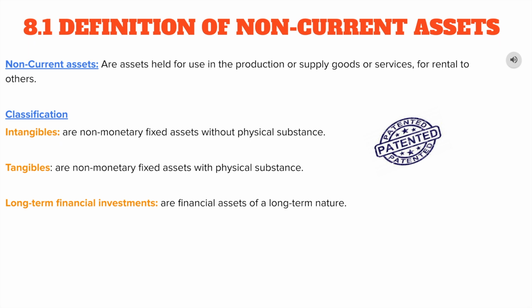Tangible assets are non-monetary fixed assets with physical substance. Examples of such assets are real estate properties, manufacturing plants, land, equipment, and other tangible or fixed items. Long-term financial investments are financial assets of a long-term nature. Long-term credits are examples of long-term financial assets.